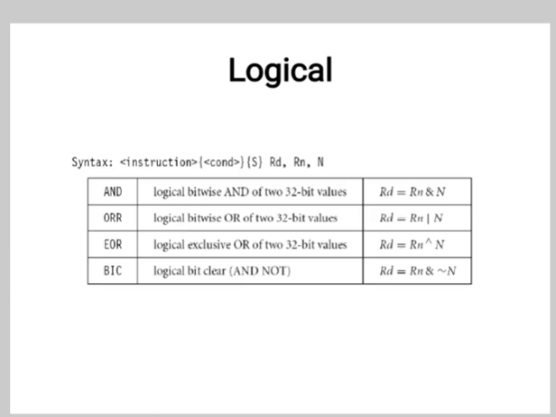The logical operation, the syntax is given here: instruction, condition, and registers. So the first logical operation is AND. AND means logical bitwise AND of two 32-bit values. OR is logical bitwise OR of two 32-bit values. EOR is logical exclusive OR of two 32-bit values, and BIC is logical bit clear and not.